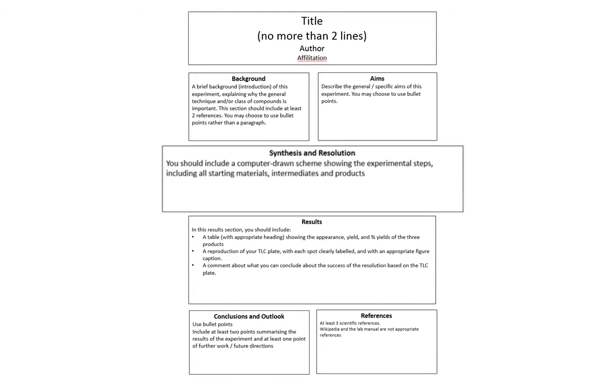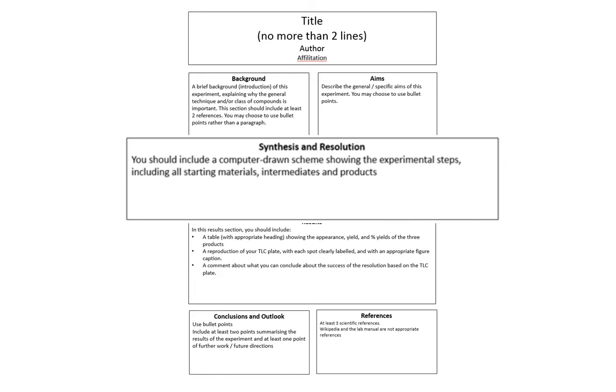On this poster, the methods section will take the form of a scheme that shows the synthesis and resolution steps that you carry out. Use a computer structure drawing software like ChemSketch, ChemDraw, or Marvin Sketch. You can learn more about how to use these in the resources folder on Blackboard.